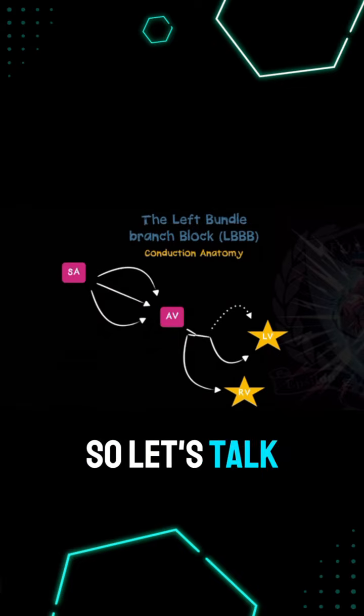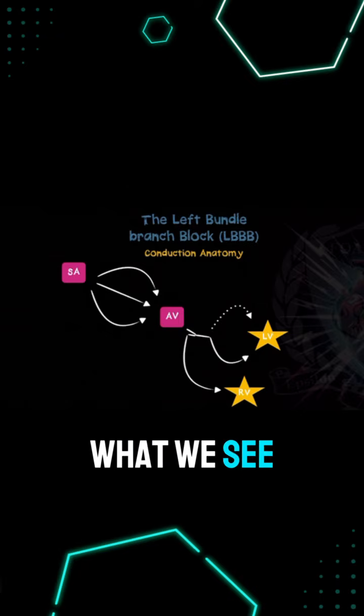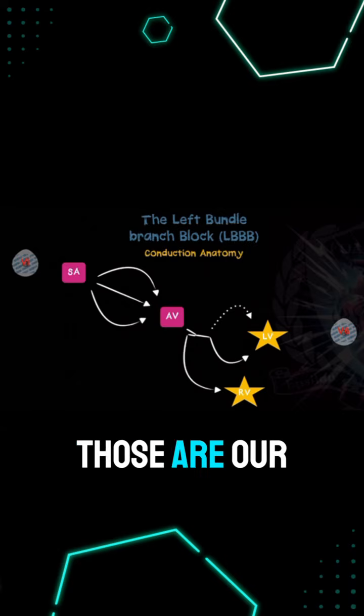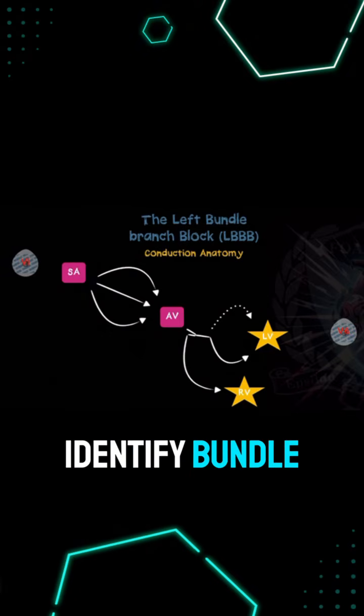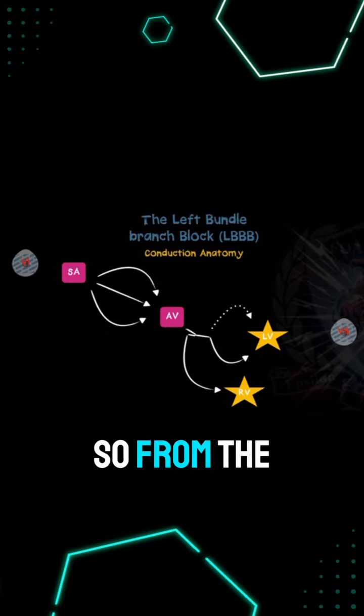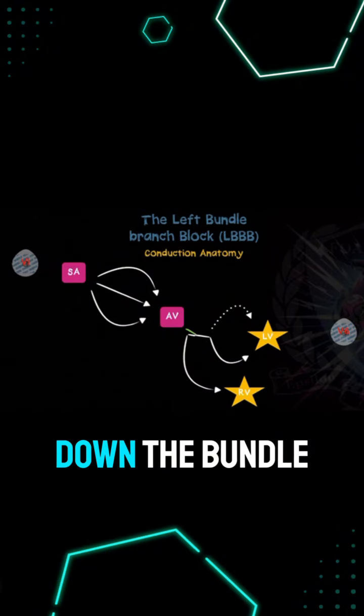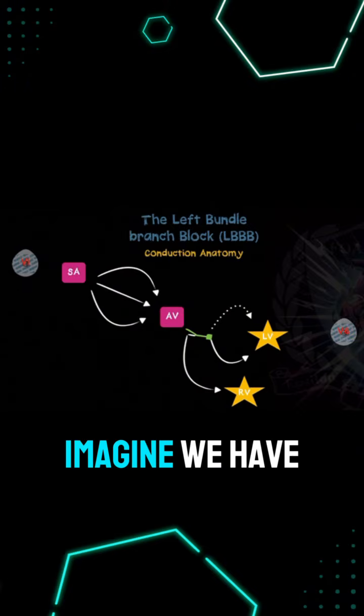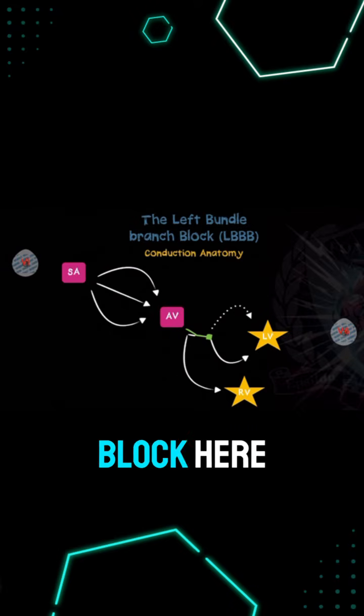And so let's talk briefly about why we see what we see on the 12-lead EKG. So once again, we're going to talk about V1 and V6. Those are our main leads that we're going to be using to identify bundle branch blocks. And so from the AV node, the impulse travels down the bundle of His, down the left bundle, and then let's imagine we have a block, right? We have the left bundle branch block here.